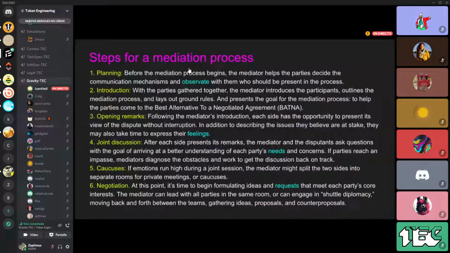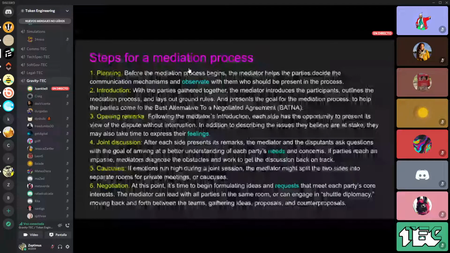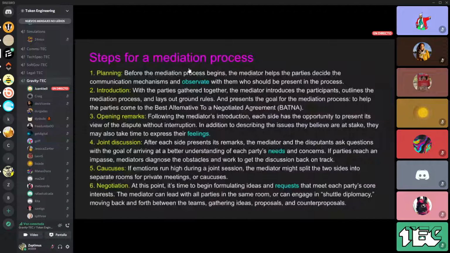And then we go to an introduction. When the parties are gathered together, the mediator should introduce the participants and the process, and outline how they are going to be working and how they are going to address this issue, having a formal acceptance of the process, because the goal of the mediation process is to help the parties to have the best alternative to a negotiated agreement. So we are going to present to them our intentions to help them get to an agreement, and that is an introductory moment for a mediation process.